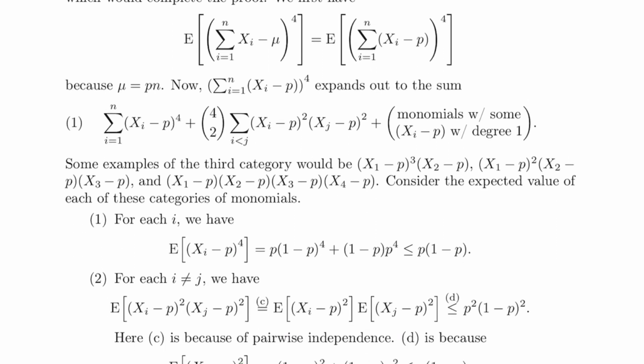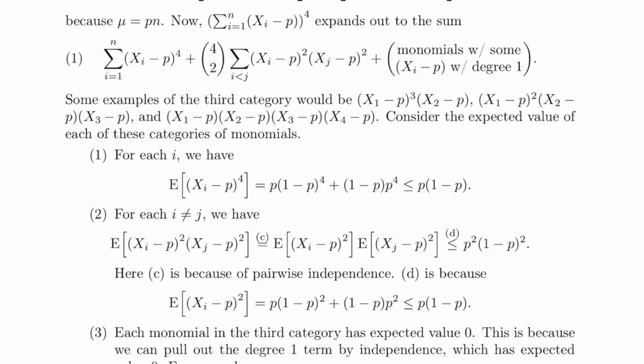Now, consider the expected value of each of these categories of monomials. For the first category, for each i, we have that the expected value of xi minus p to the fourth is equal to, because xi is equal to 1 with probability p, p times 1 minus p to the fourth, plus, because xi is equal to 0 with probability 1 minus p, 1 minus p times p to the fourth, and this is less than or equal to p times 1 minus p.